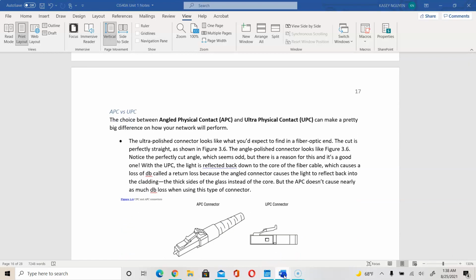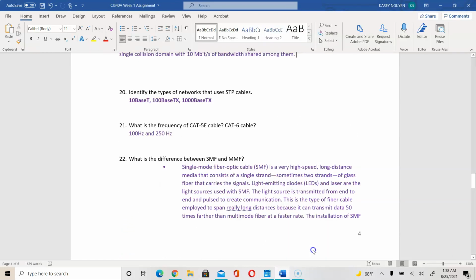And going back to our assignment, it asks you for the difference between SMF and MMF, single mode fiber and multi-mode fiber. You can take that section or you can summarize it to provide your answer.